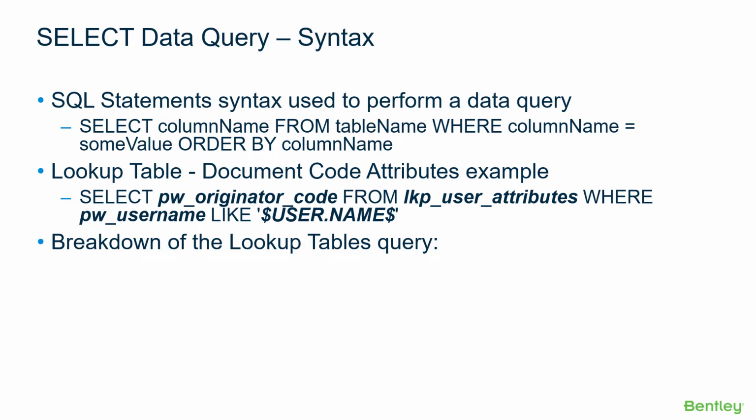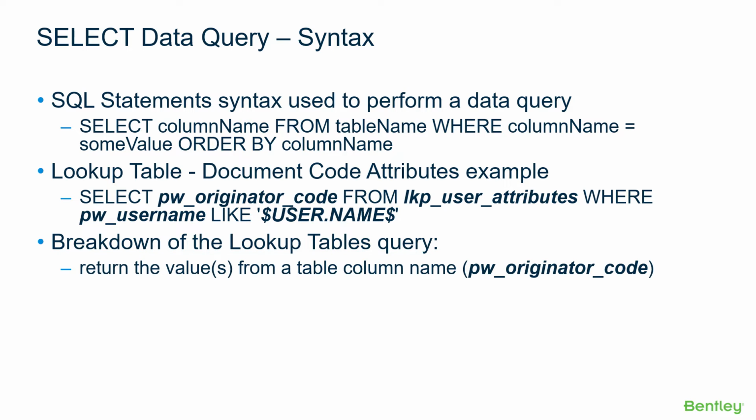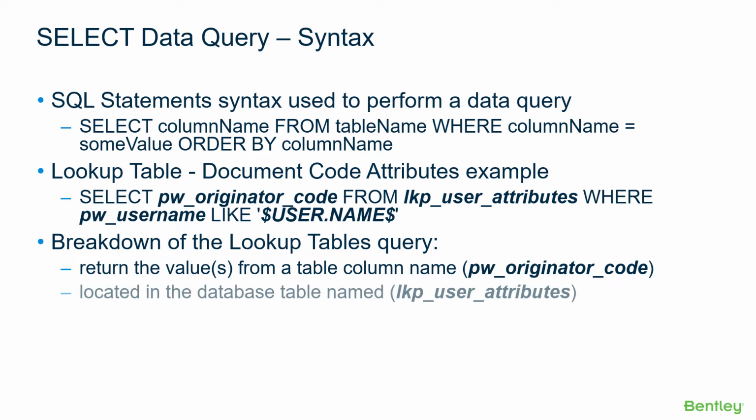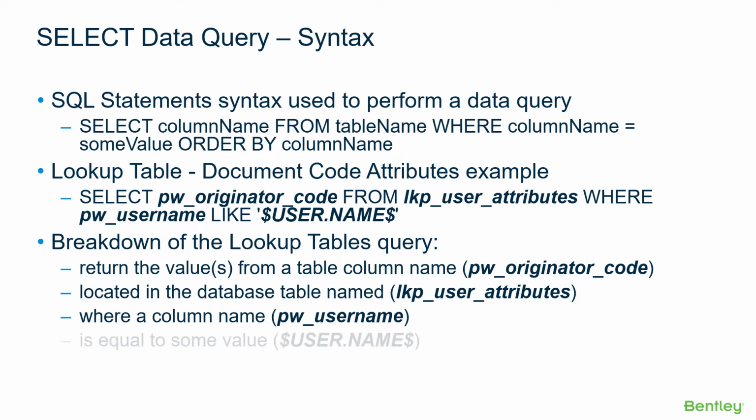Now, the breakdown of the lookup table query is the select is returning the values from a table column name PW originator code. The from database table named lookup user attributes. The where is where a column name PW_username is equal to some value, in our case, which is the current logged in user.